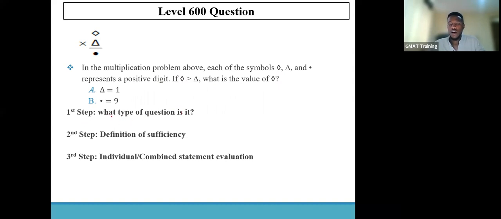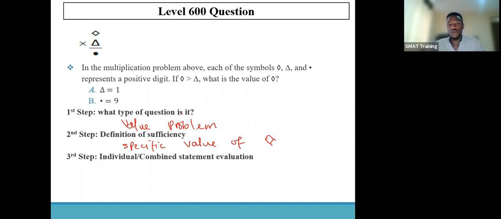We begin by identifying what type of question this is, and in this case, it's a value problem, in that we are asked for the value of this symbol. Then that means for a statement to be sufficient, it must lead us to identifying a specific value of that symbol. We must get a specific value of this symbol for us to term a particular statement as sufficient. And if it yields multiple values of this symbol, then it becomes insufficient.